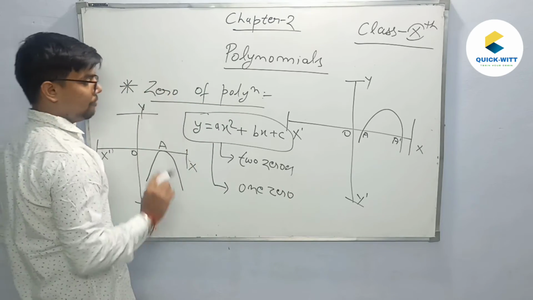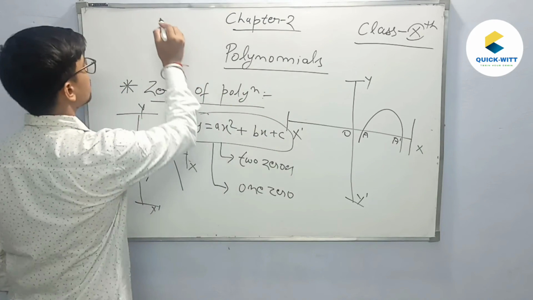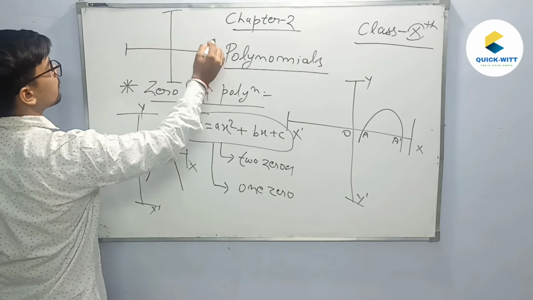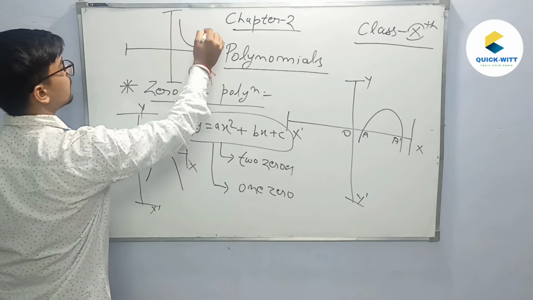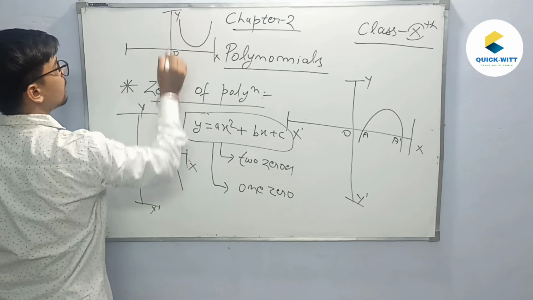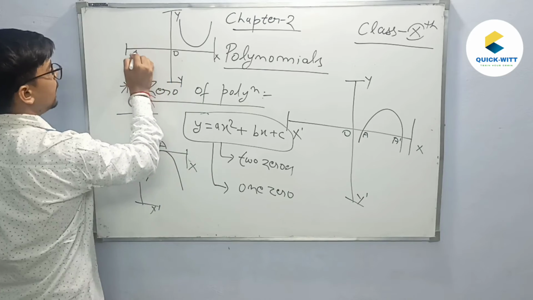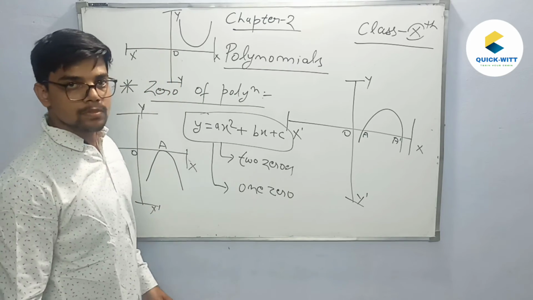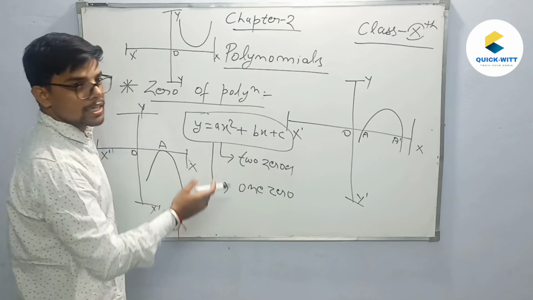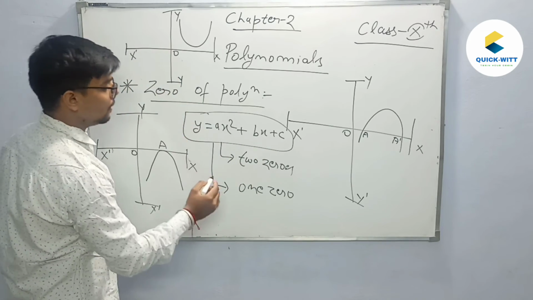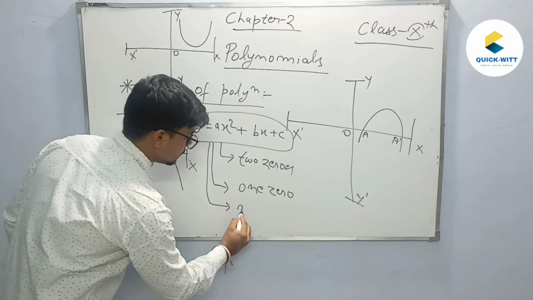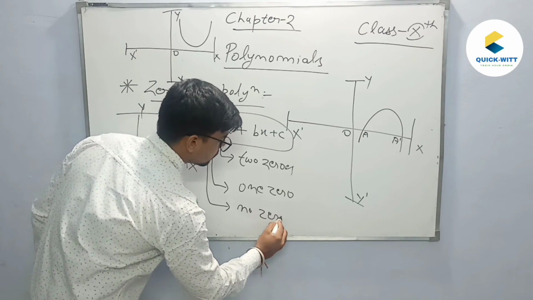Okay. Third condition, if the graph is like that, it doesn't cut the x-axis at any point. So in this condition, if this is the general equation of this polynomial, then we can conclude that it has no zero.